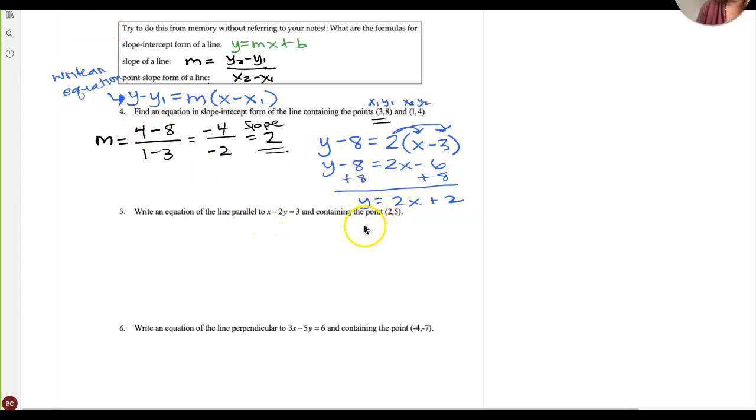Okay, questions on that one? If you're given 2 points, you have to find the slope first and then use the point-slope formula.